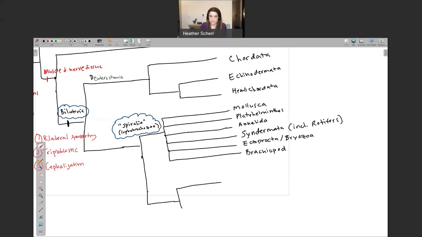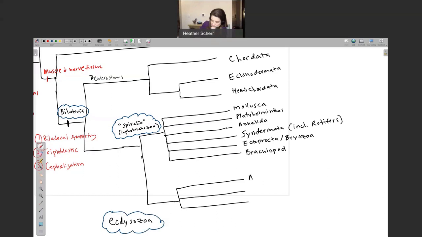And this last group here. Ecdysozoa. Most successful group, the largest and most diverse, Arthropoda. Insects, which are within, you've got the chelicerates, which are your horseshoe crabs, your spiders, your scorpions, ticks, mites.